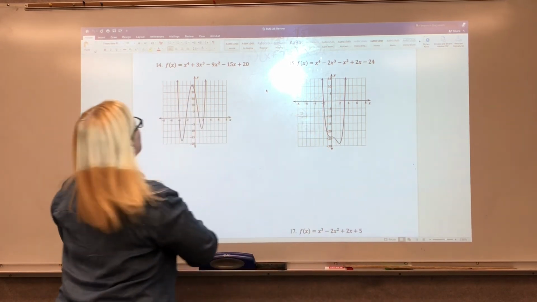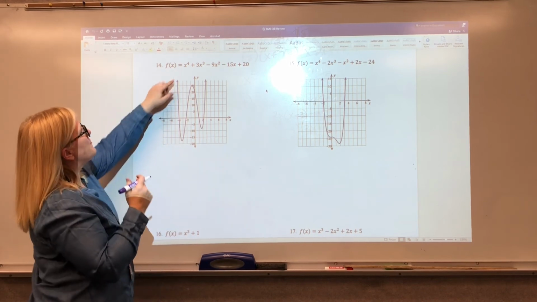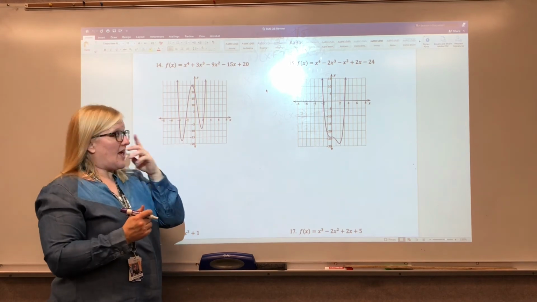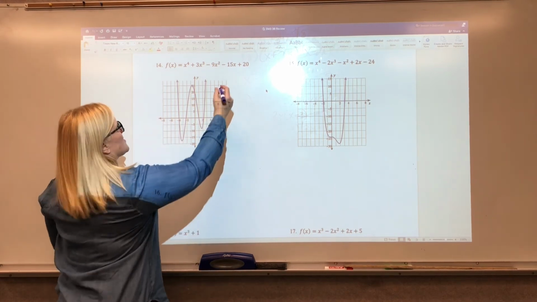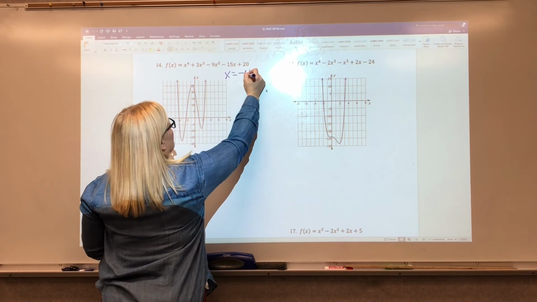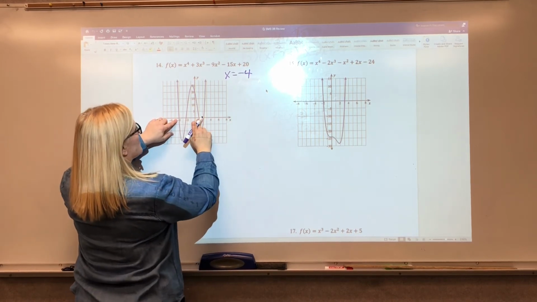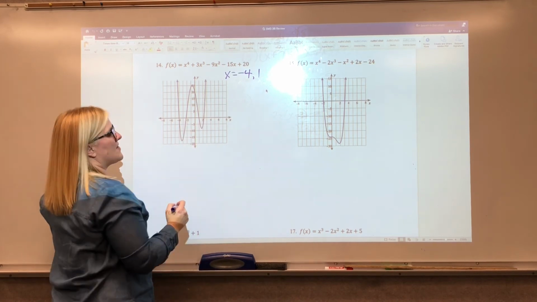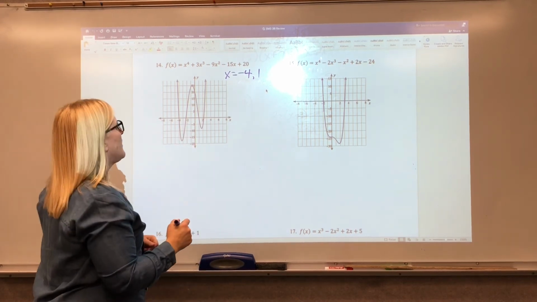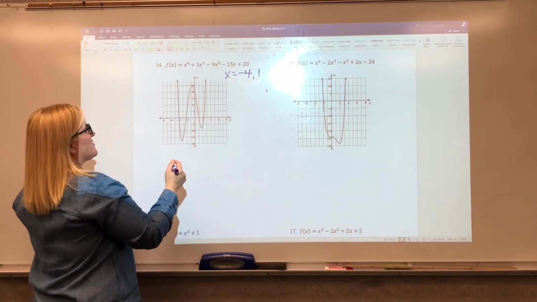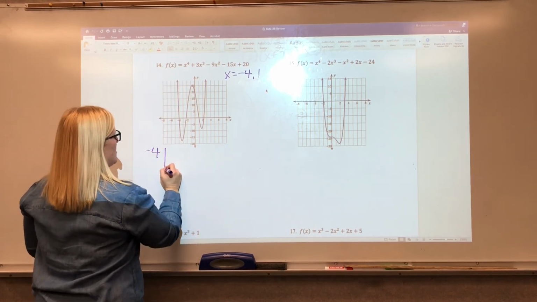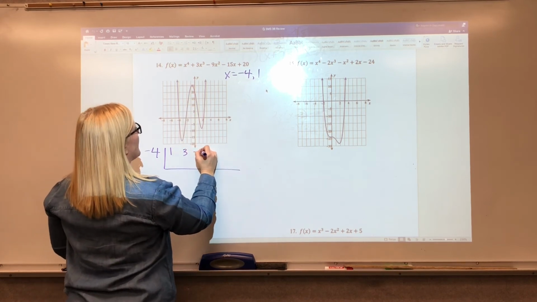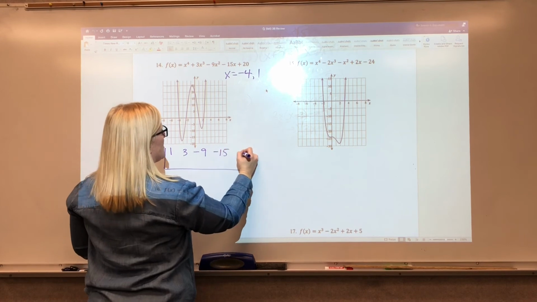Okay. This one we have 4 solutions, and they're all real numbers. Okay? And I see that one of my x's is -4, and another x is 1. And I'm not 100% sure what these other 2 are. I bet it's a plus or minus square root of something. But now let's do synthetic division. So -4, this is 1, 3, -9, -15, 20.